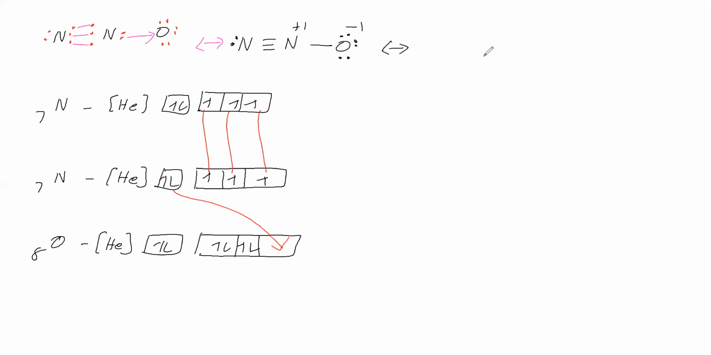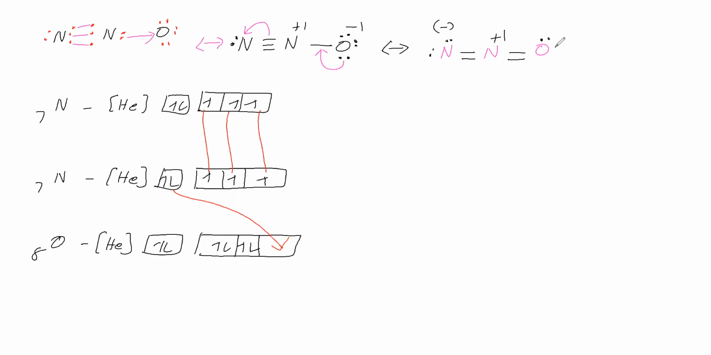Next resonance structure we will see. This lone pair becomes a pi bond. This pi bond becomes a lone pair. So we will write nitrogen, nitrogen, oxygen. Here 2 lone pairs for this nitrogen, therefore negative charge. Triple bond becomes double bond. Here double bond. Here +1 will be there as it is.